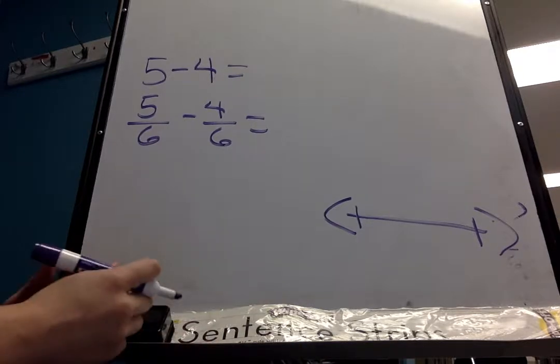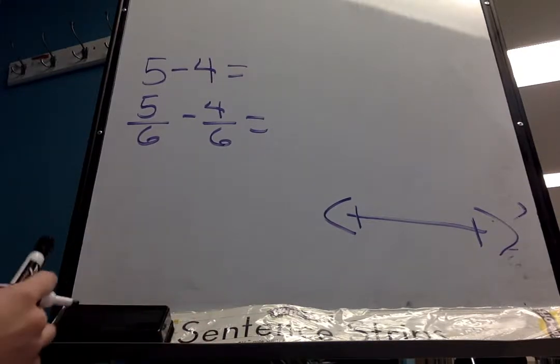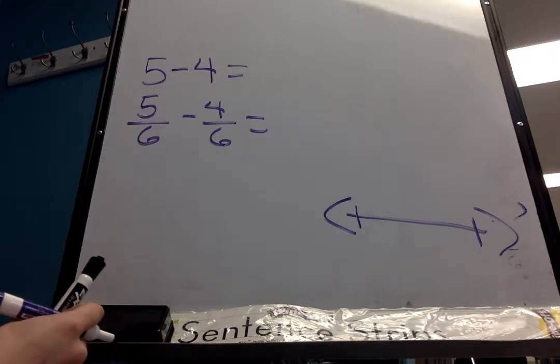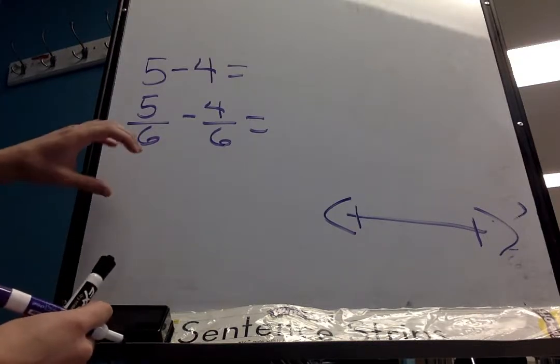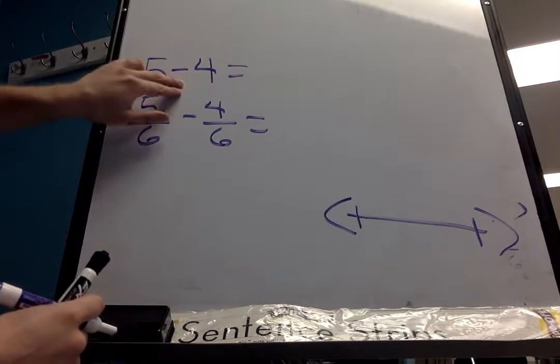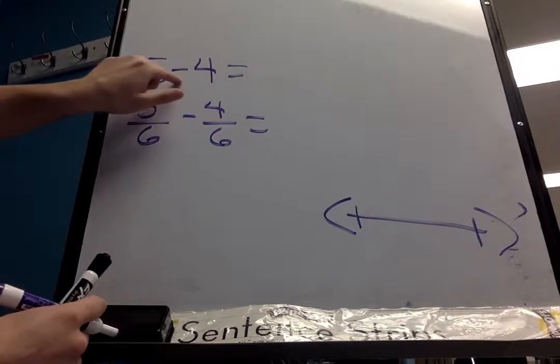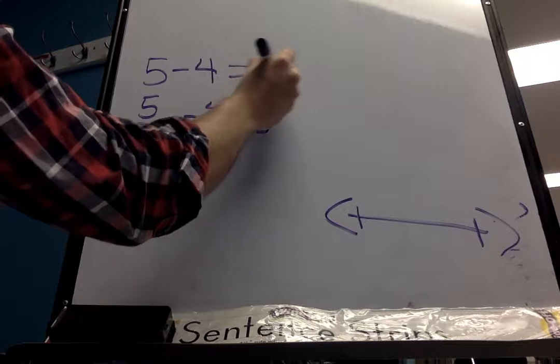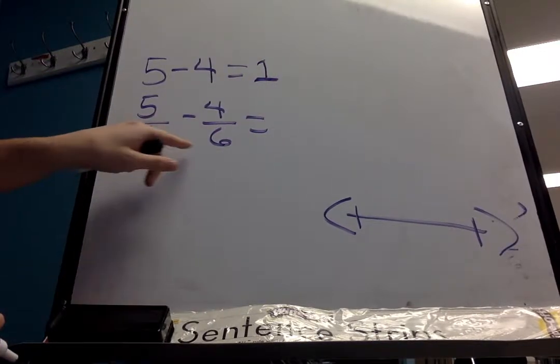Our learning target for today is I can use visual models to add and subtract two fractions with the same units. So we are going to use our understanding of unit fractions and connect it to our understanding of addition and subtraction. We know that 5 subtracted by 4 is equal to 1. We're going to use that same thinking when subtracting and adding fractions.